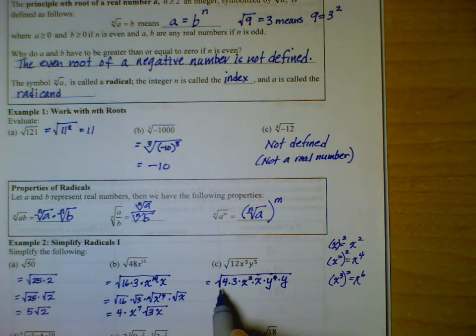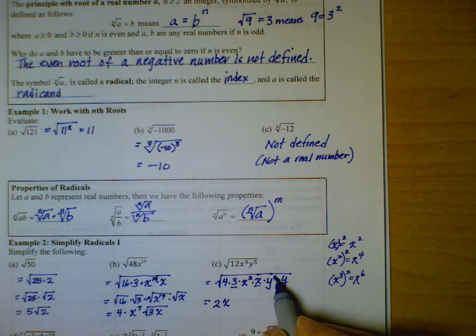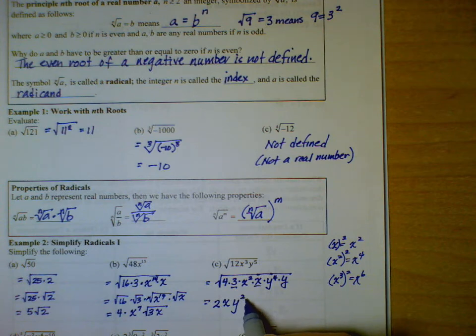Now, without writing them individually, let's just take the square root. Square root of 4 is 2. The 3 is going to stay. Square root of x squared is x. The x is going to stay. Square root of y to the 4th is y squared, and the y is going to stay. So let's write what we said would stay, 3xy.